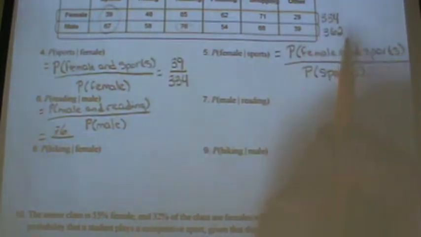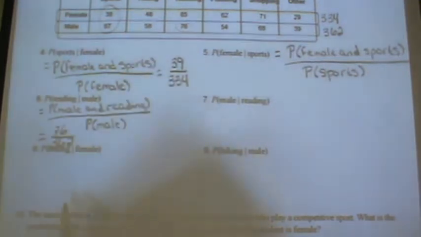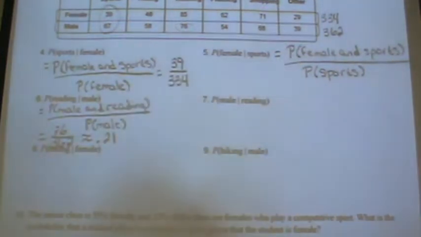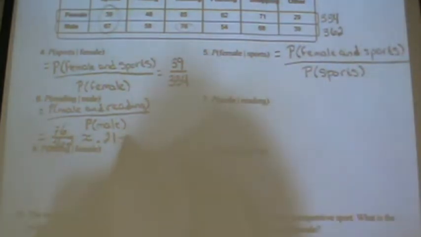So we find the probability of male and reading. We go to our male row and look at the reading column. We have 76. So this is going to be 76 over our total number of males, which was 362. So we have 76 over 362. We'll divide that out and get our decimal. We get 0.21, which we can translate to a percentage, 21%.